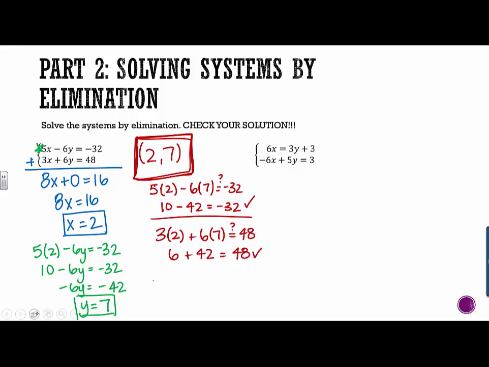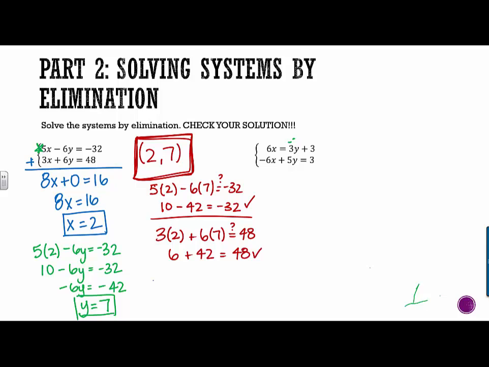So let's try another one. I know it's very tempting to see this and think, okay, let's just start adding things up. But step number 1, remember, is make sure everything is lined up. Your x's are lined up, your y's are lined up, your numbers are lined up, your equal signs are not. This means that we cannot just go adding straight down. What we need to do is make sure that everything is on the same page.